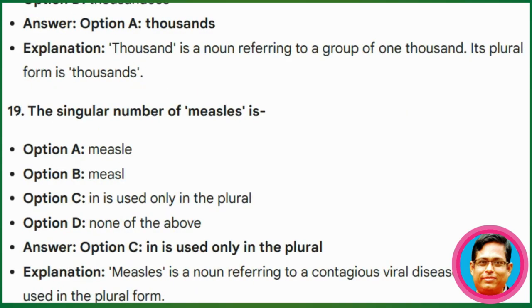19. The singular number of measles is option A, measle. Option B, measle. Option C, it is used only in the plural. Option D, none of the above. Answer, option C, it is used only in the plural. Explanation. Measles is a noun referring to a contagious viral disease. It is only used in the plural form.